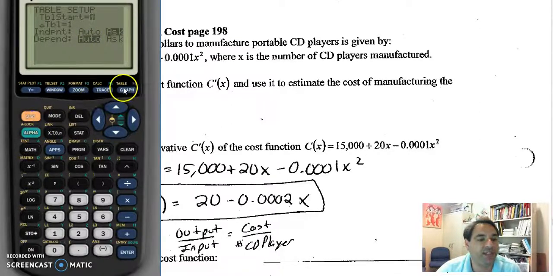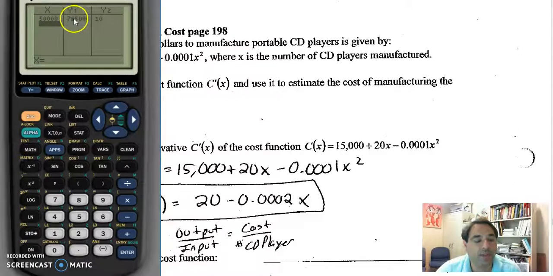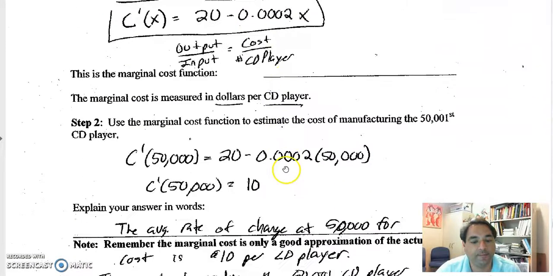Go to the table, second graph, delete any values you have in there. And when I type in 50,000, make sure you understand what everything means. 50,000 is how many CD players. Y1 would be total cost, $765,000. And then Y2 and Y3 should be the same. This is the derivative in the calculator. Derivative by hand, $10. It's a great way to check.